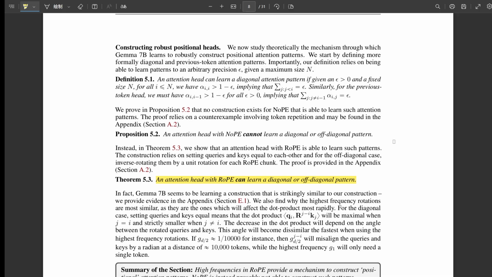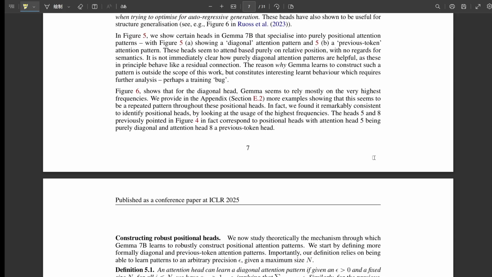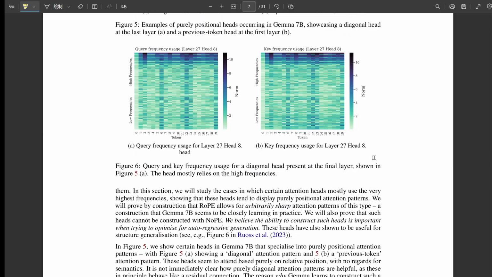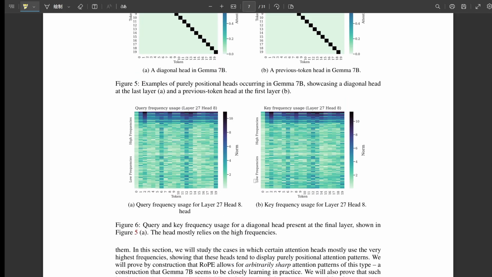Wow. And those high frequencies are crucial because they rotate so fast. Even a tiny shift in position causes a big change in the dot product, the similarity score. Which allows for that super precise positional focus, like in Figure 6, for that diagonal head in the last layer. Yep. High frequencies give you that sharp positional knife edge. Okay, so summarizing, high frequencies give precise position awareness. Low frequencies seem to be used for semantic channels.